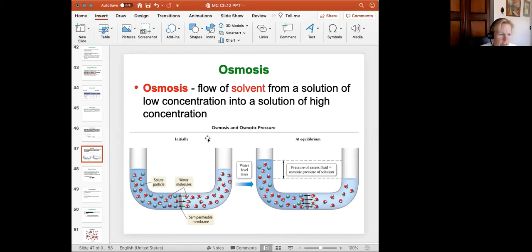If I were to just let this thing happen, I have this side as my more concentrated solution. You can see I have more solute particles here. This is just my pure solvent. So over time, if I have this membrane here and I'm not doing anything with it, solvent molecules are going to flow from this direction over into here, going from the lower concentration. So if I have this osmosis cell, what I'll see is the side that has the pure solvent is going to go down. It's going to push this side up because more solvent molecules are going into this higher concentration.